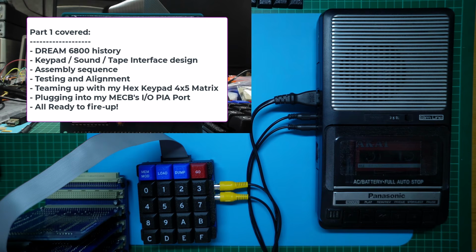Next, I went through the interface board assembly sequence that I used. Then I demonstrated testing and also the alignment of this new interface board. Finally, teaming it up with my existing Hex Keypad 4x5 matrix with some custom function key keycaps to create an all-in-one keypad sound tape interface module.